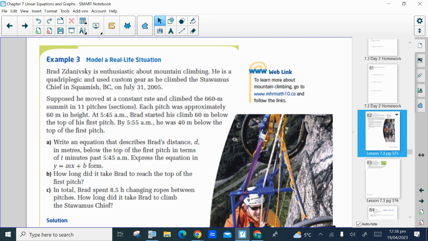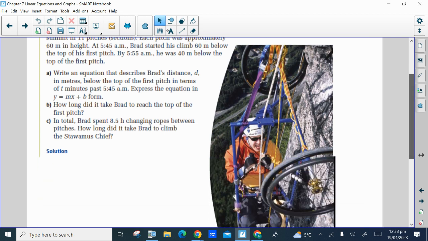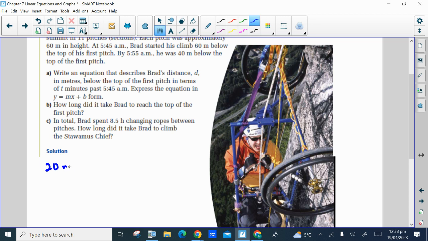Each section is 60 meters in height. He started at 5:45 a.m. and he was 60 meters below the top of the first pitch. 10 minutes later, at 5:55 a.m., he was 40 meters below the top of the first pitch. So again, that means he climbed 20 meters in 10 minutes. So let's write that down. He went 20 meters in 10 minutes.